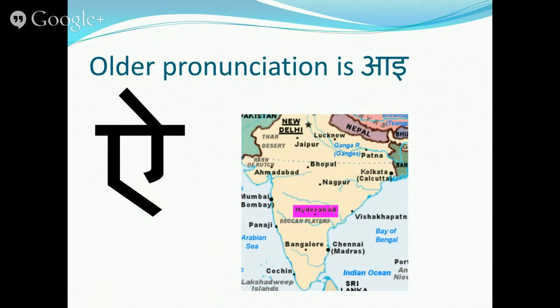Now let's talk about the alternate pronunciation. It's actually the older pronunciation, which is I. And if you look in the middle of this map, the city that's highlighted in fuchsia, purplish pink, actually has this vowel in it. And from which we get the English pronunciation of this city, which is Hyderabad. High. So that Y is actually this sound. I. Hyderabad.